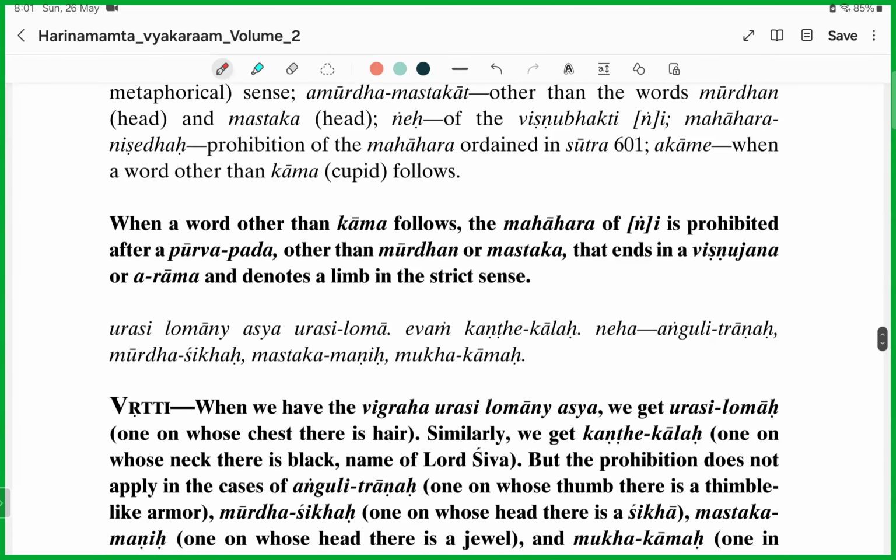Now, for example, when we have the vigraha urasi lomani asya, uras is the chest, so this is the 7-1 form. Loma refers to hair, and lomani is plural, so we get urasi loma. One on whose chest there is hair. Urasi also denotes a limb, right? Uras is the chest. Similarly, we get Kanthe Kalaha. Kanthe is the 7-1 of Kantha. One on whose neck there is black. That's the name of Lord Shiva.